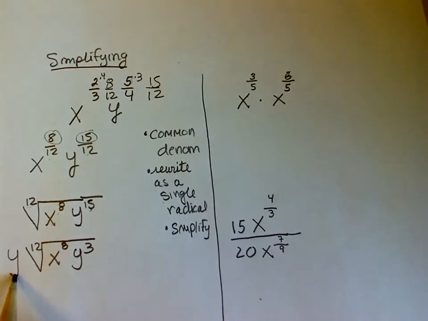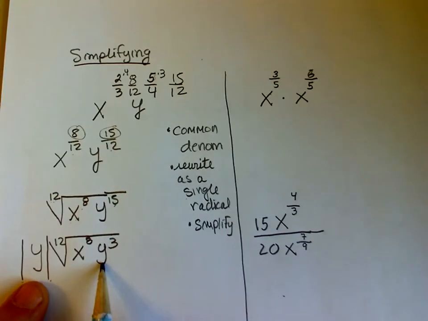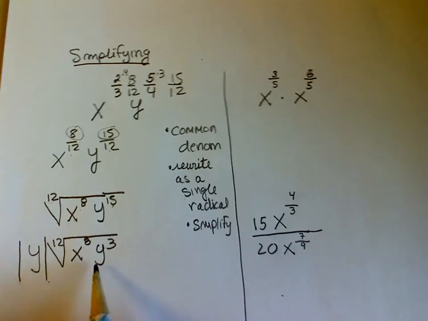Since this is an odd power with an even index, I'm going to use the absolute value so that my value for y, should it be negative, will not make a negative radical, which would be an imaginary answer.